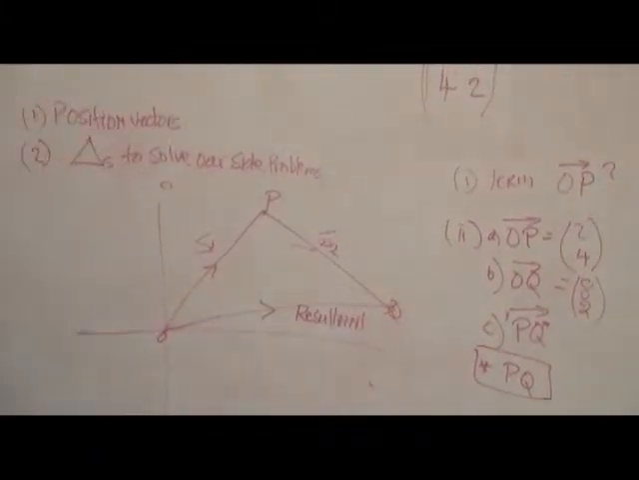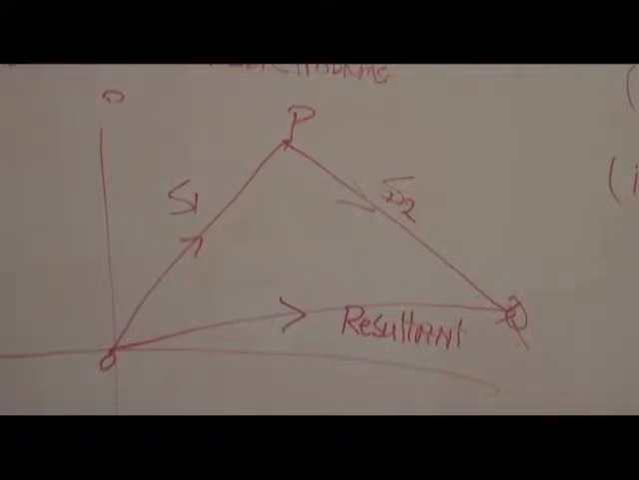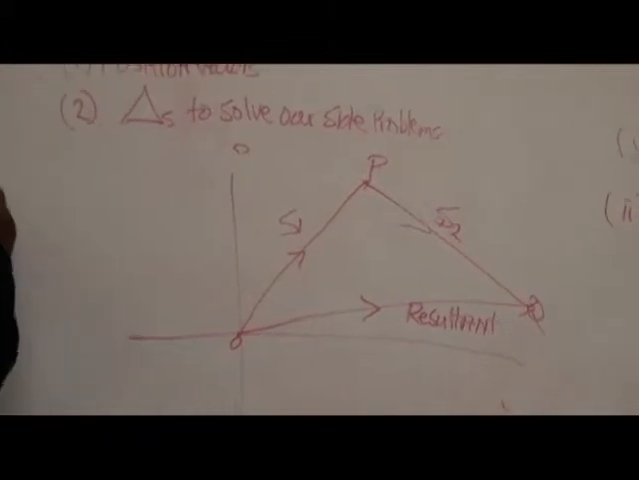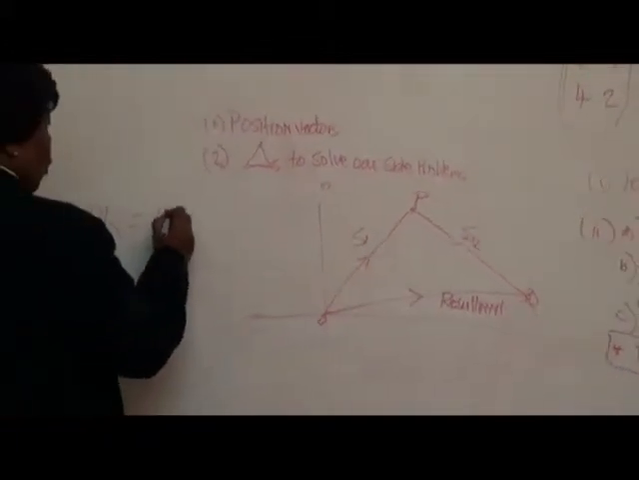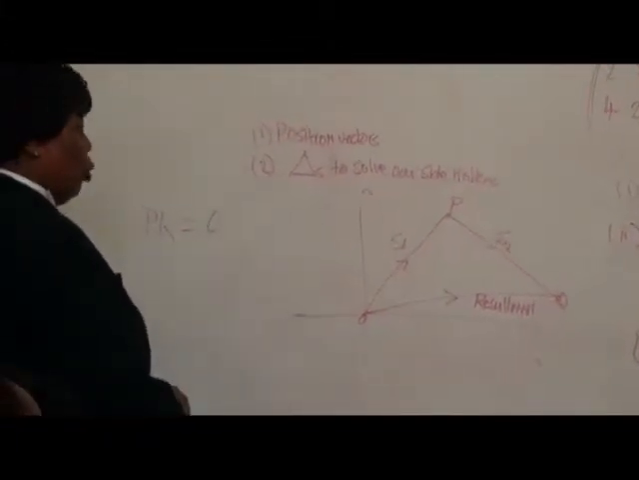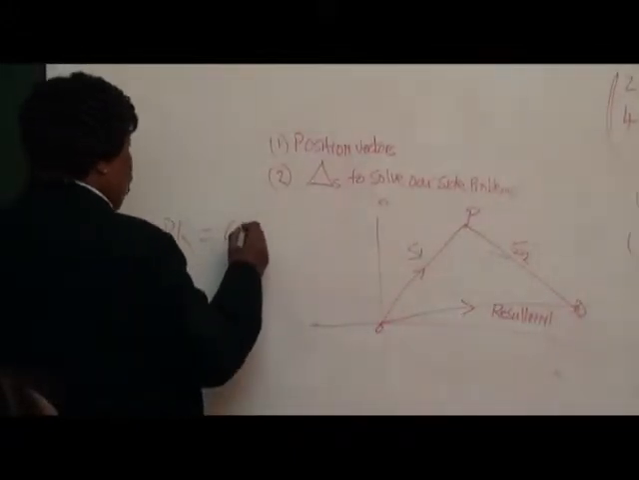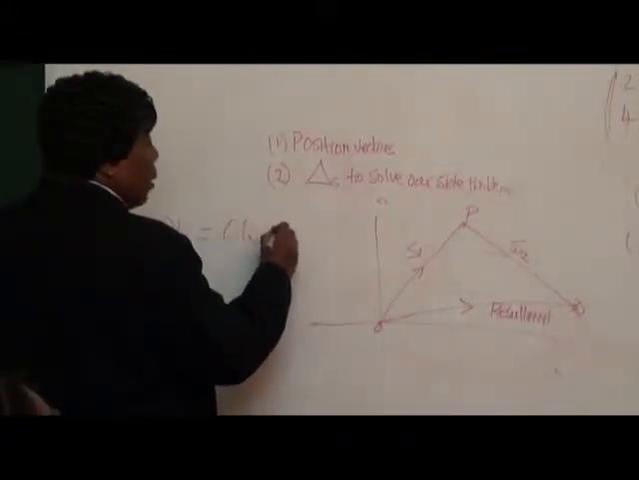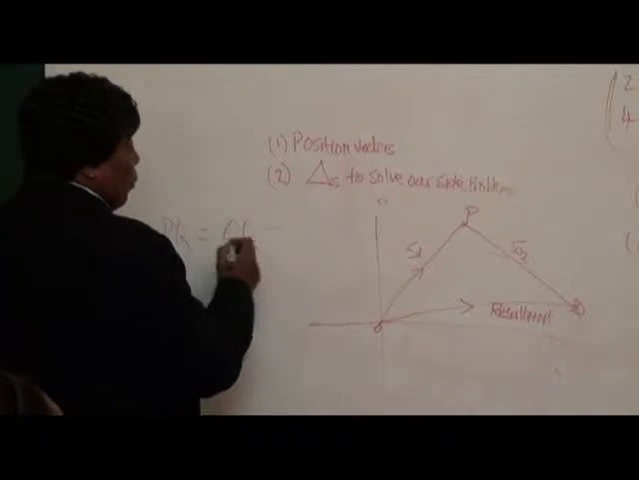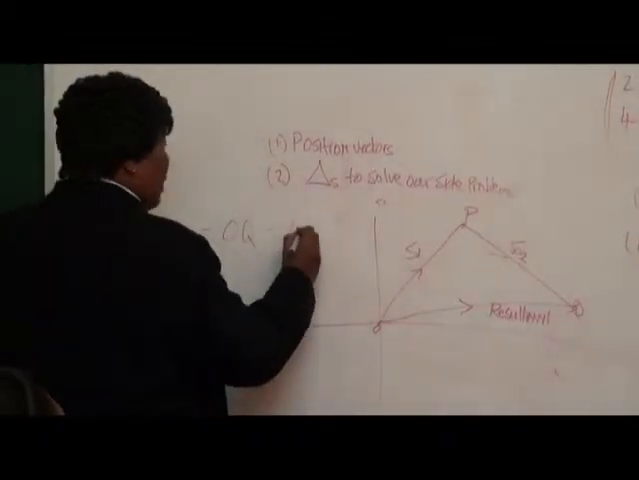And that is the resultant. So, if I wanted to find PQ, what would it be equal to? PQ would be equal to OP. To O? It's not OP. What is the resultant? OQ. So it's OQ minus what? OP. But say it with confidence now.